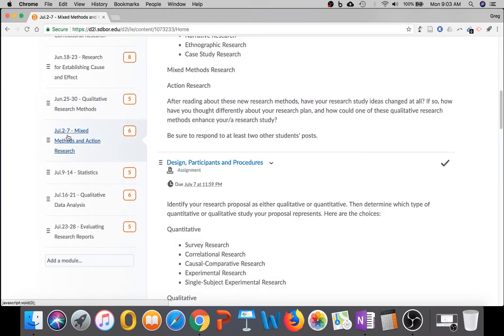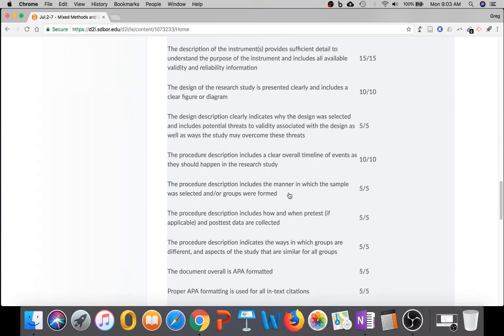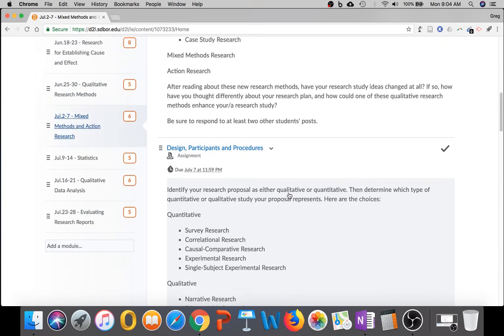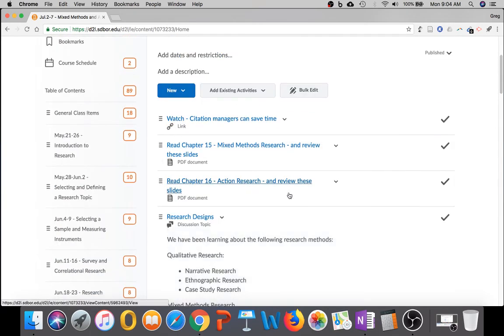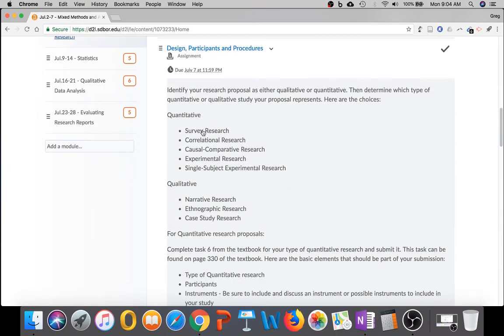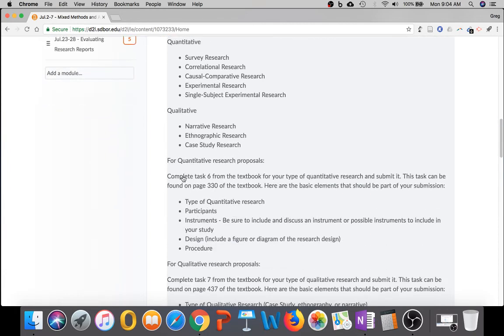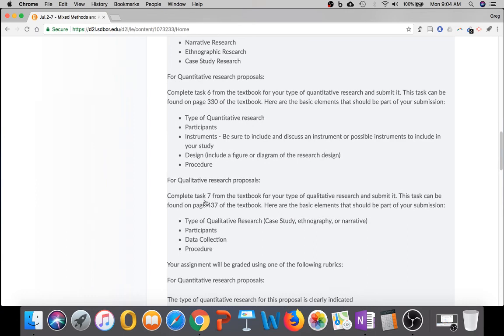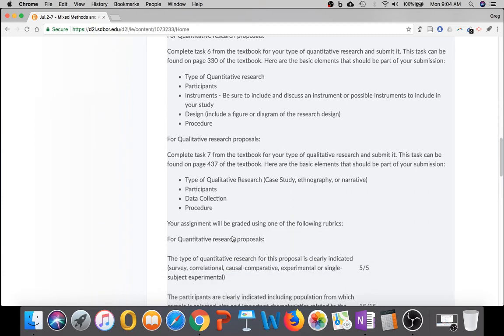I'm just going to look ahead a little bit here. So yeah, next week you do have a design, participants, procedures requirement, assignment required to submit. So we're going to talk more about these qualitative research methods. You're going to pick one of the methods, and then you're going to complete task 6 from the textbook for your type of quantitative research and submit it. For quantitative research proposals, and for qualitative research proposals, you're going to complete task 7 from the textbook, which is basically a qualitative research proposal.